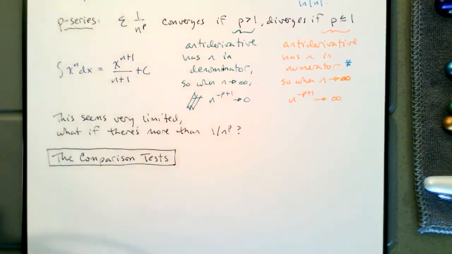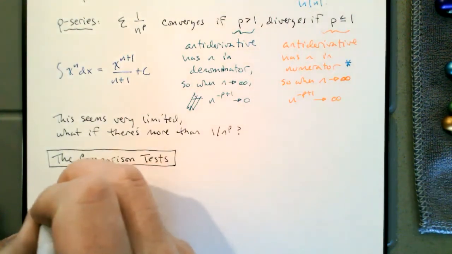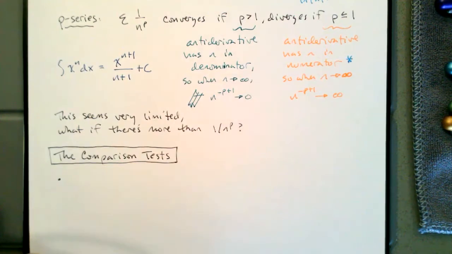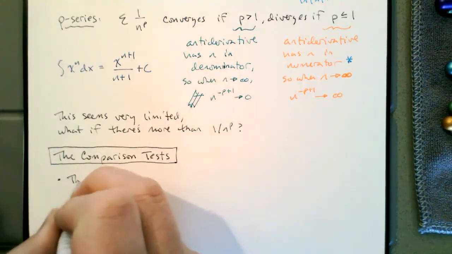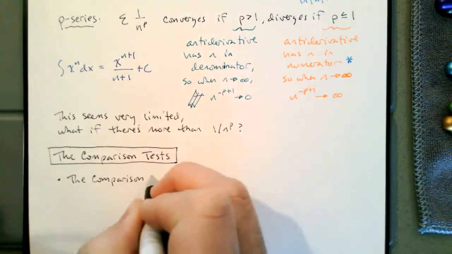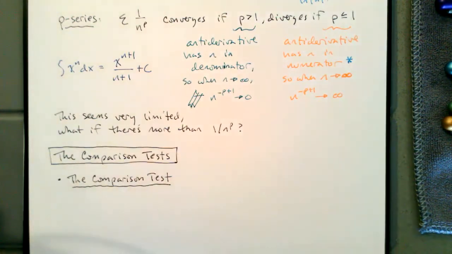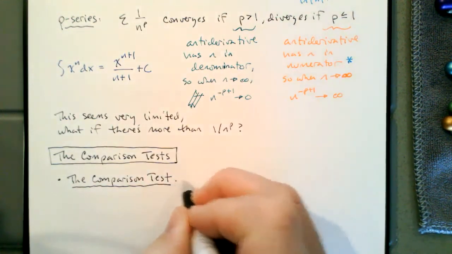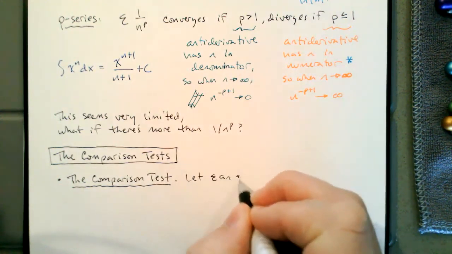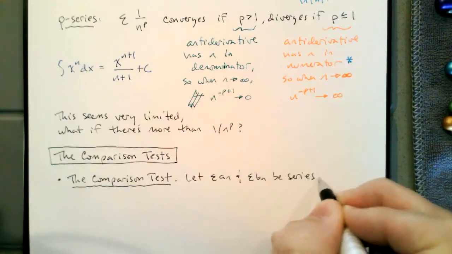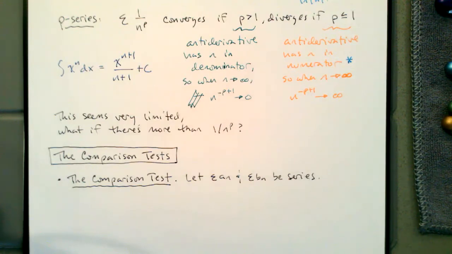So let's talk about how the comparison tests work. Let's first just state what they are and then use the power of reading to see how they'll be useful. So the first is the comparison test. We're going to be making a comparison, so we don't need one, we need two series. So the comparison test says let AN and BN be series. One of these series is the given series that we're trying to determine. The other one is a known convergent or a known divergent series. So one of these is the given series. The other one is a known series, something that we already know converges or diverges. In the comparison test, we're going to have a bigger series and a smaller series.